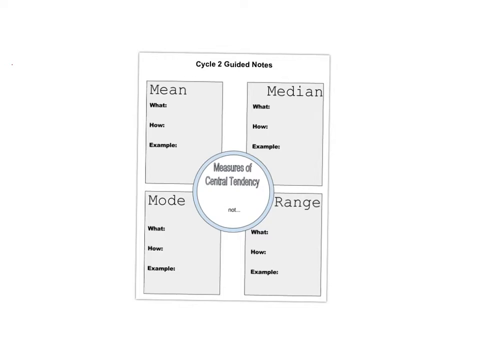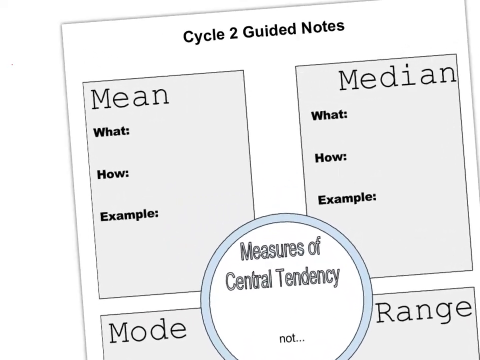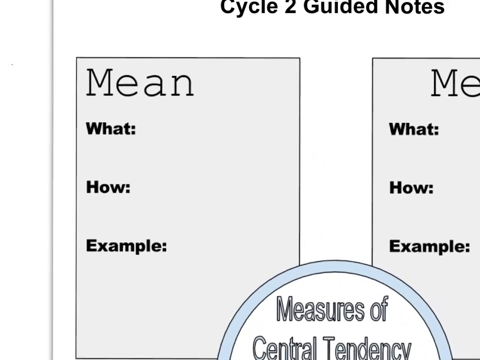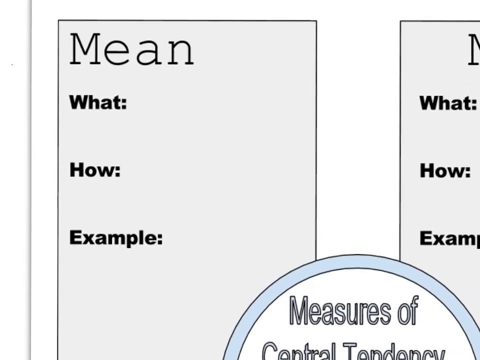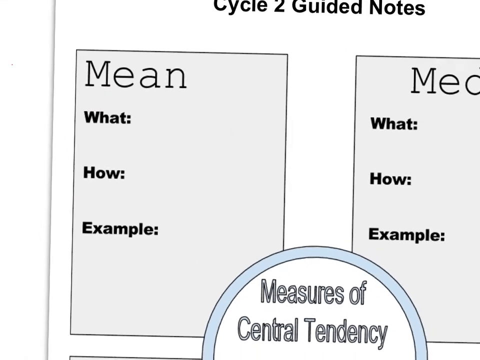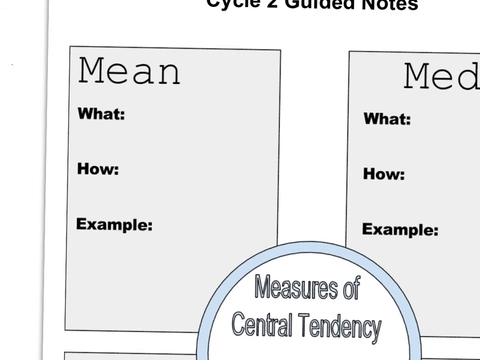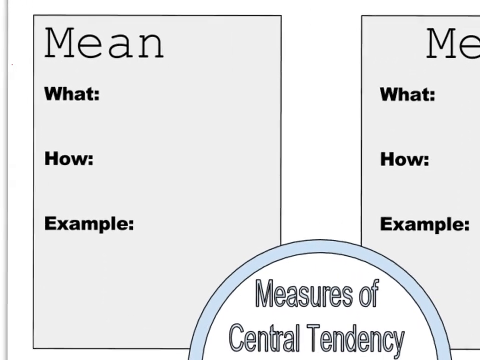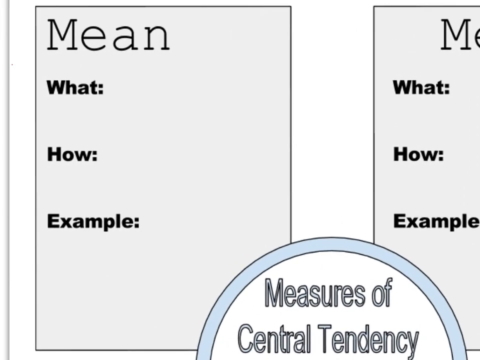For now, we're going to go ahead and start taking notes on what is mean. So in this box, when we talk about mean, we're going to talk about what, how, and we're going to do an example. For all of these mean, median, mode, and range examples, we're going to use the same number set.